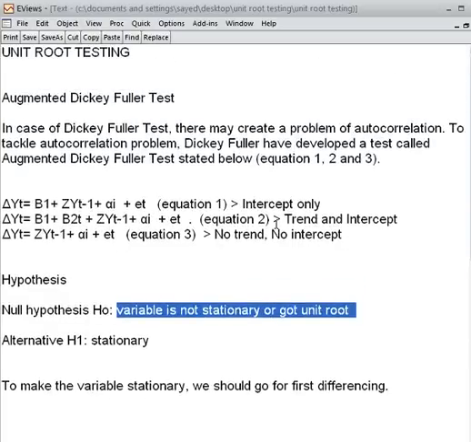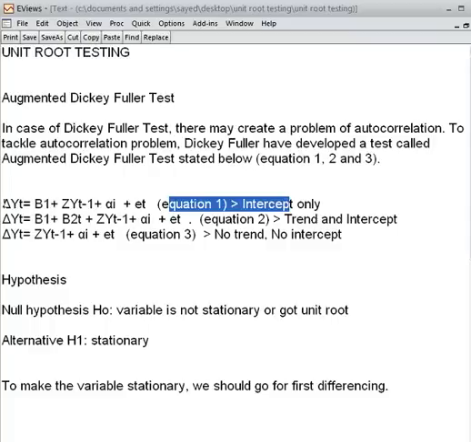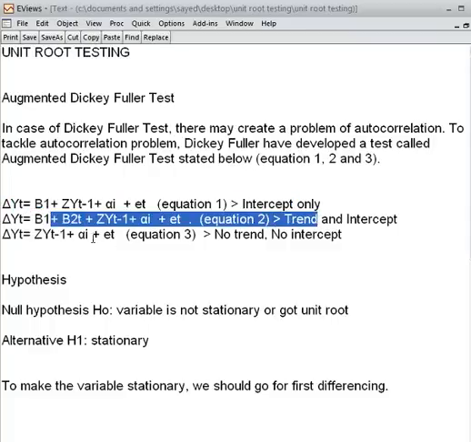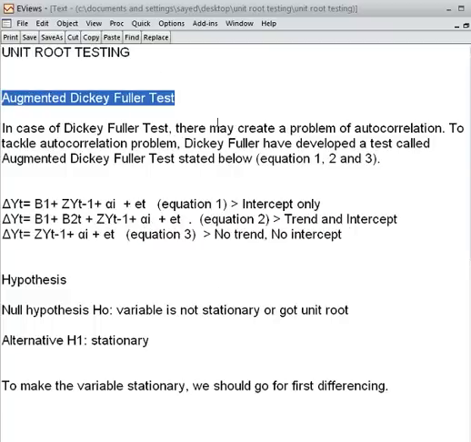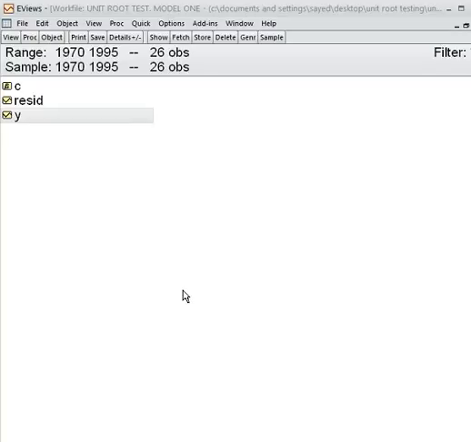And now we shall be checking all three models here. This is model number 1, model number 2, and model number 3. One by one we shall be checking using the augmented Dickey-Fuller test. Okay, and this is our variable. We want to check whether this variable has a unit root or not.